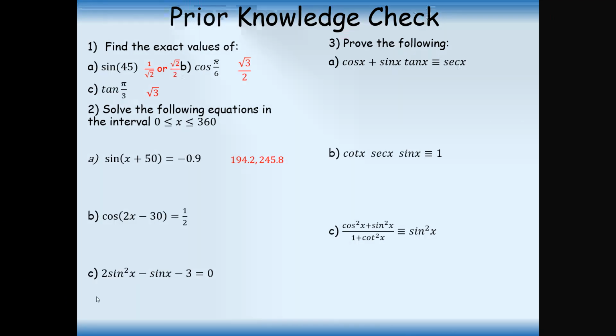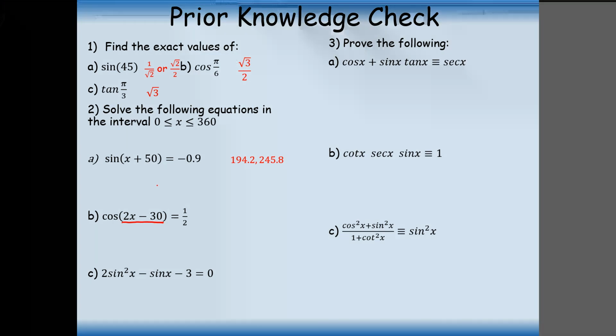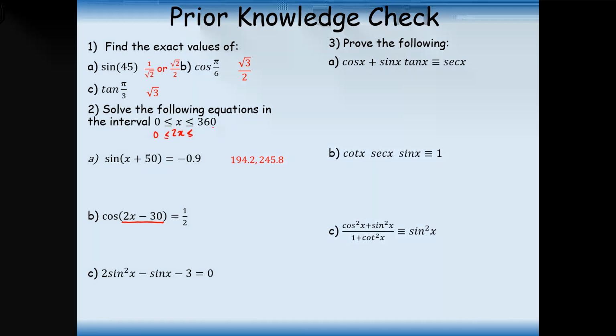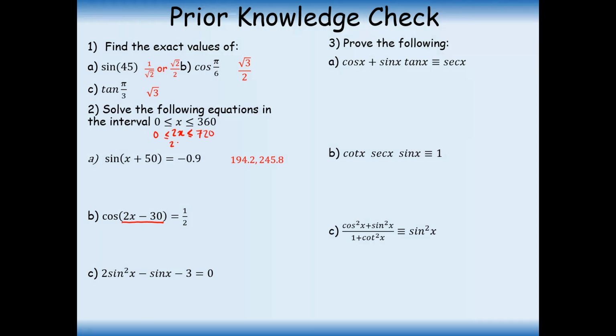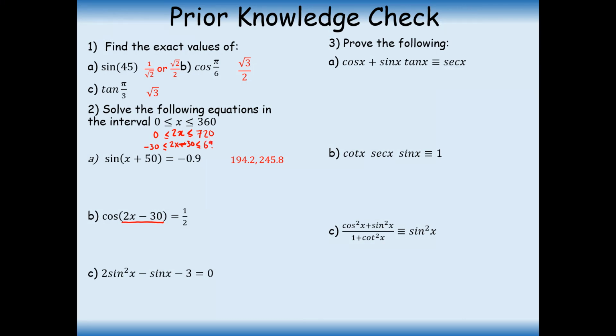Okay, so for the next question, part B, we have the range to be 2x minus 30. So you build this equation up. First we double the x value, so we're going to double everything on the left and right of this inequality. And the next step is we take away 30. If we take away 30 from 0, you'll have negative 30, and take away 30 from 720, you'll end up with 690. So we need to make sure our range of answers falls between these two numbers.